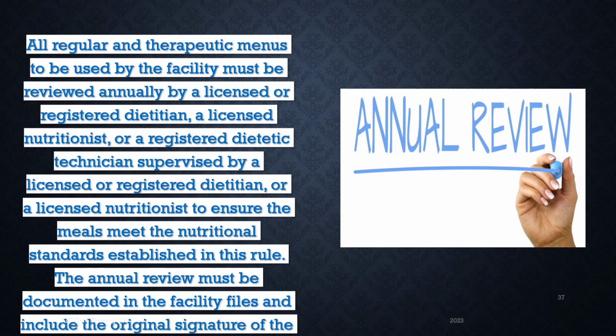All regular and therapeutic menus to be used by the facility must be reviewed annually by a licensed or registered dietitian, a licensed nutritionist, or a registered dietetic technician supervised by a licensed or registered dietitian or a licensed nutritionist to ensure the meals meet the nutritional standards established in this rule. The annual review must be documented in the facility's files and include the original signature of the reviewer, registration or license number, and date reviewed. Portion sizes must be indicated on the menus or on a separate sheet.